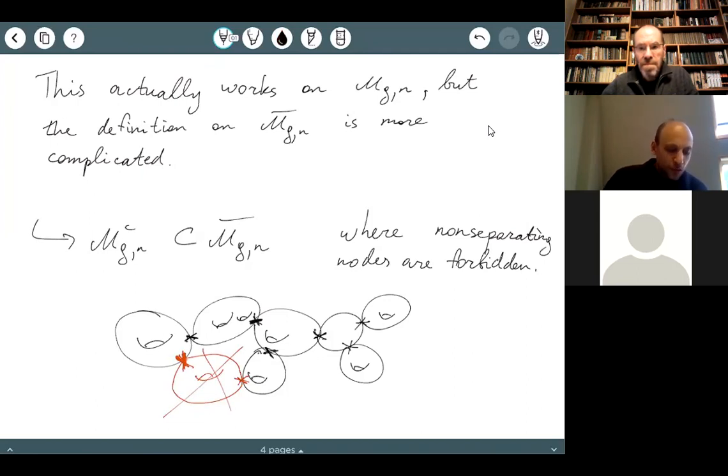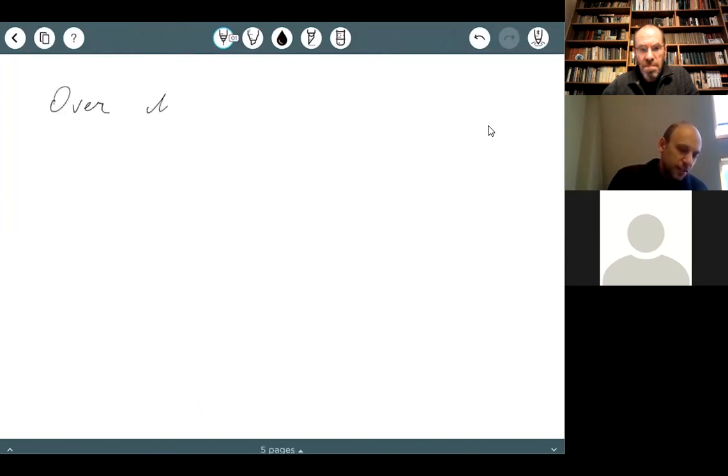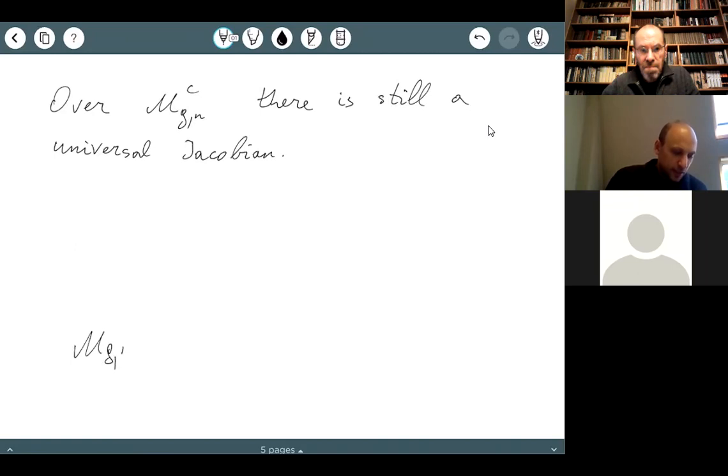And the thing is that for curves of compact type, you can still define Jacobians just by taking the product of Jacobians of each connected component. So you can still define, over MGN compact type, a universal Jacobian. If you take a point here, there is the corresponding curve CP, and over this point you will have the Jacobian of CP. So this is the universal Jacobian.